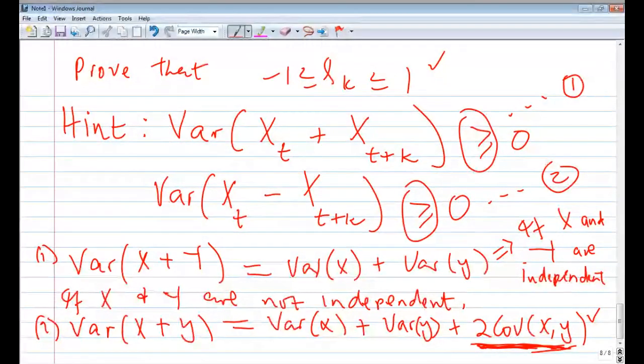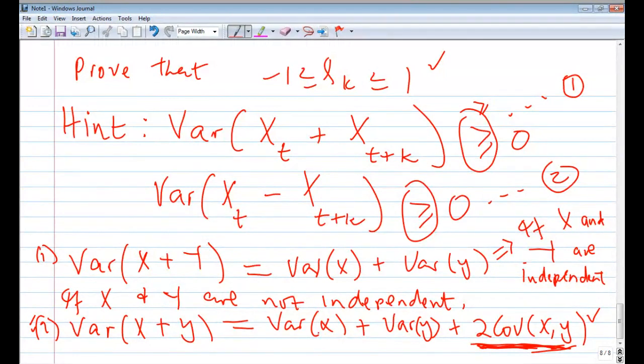In our case, according to that hint there, xt and xt plus k, those are the two variables, are not independent. So you have to apply scenario number 2, this one. In other words, you must have var of something plus var of something plus 2 covariance of something. Then from there, you just equate it to 0 using this equality here.